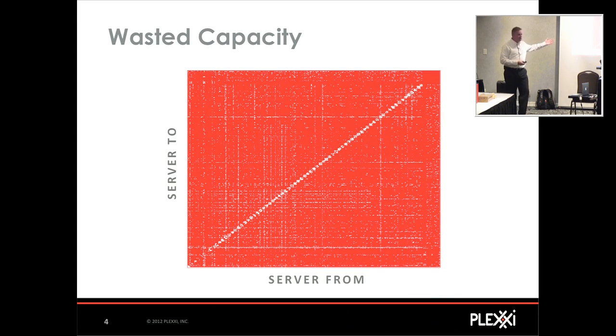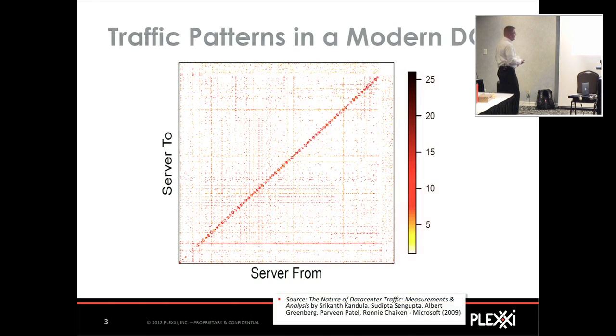The vast majority of this, if you turn this way, is red. And red means here, they do not communicate at all. So you've built this entire infrastructure for very sparse communications between servers in a fairly well-engineered network.